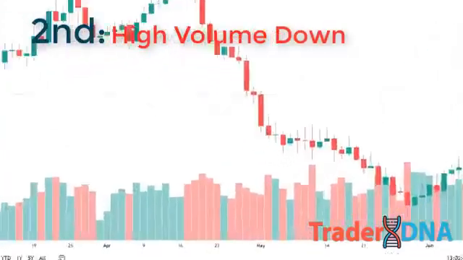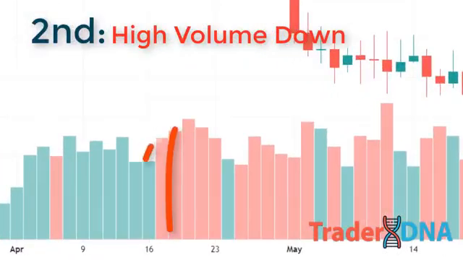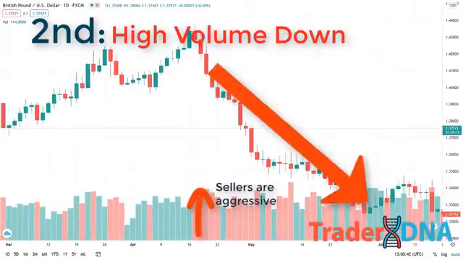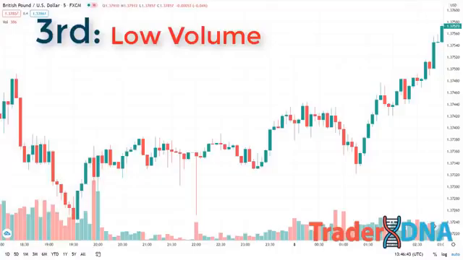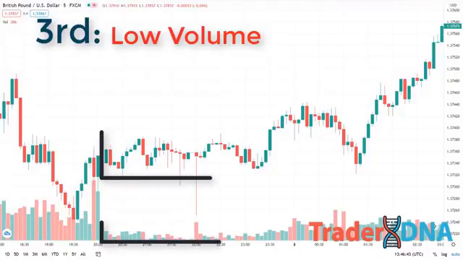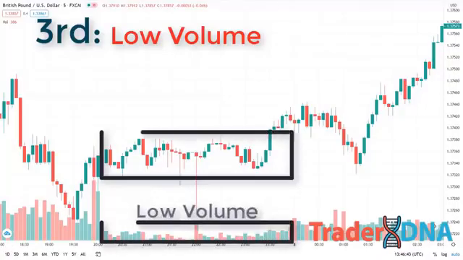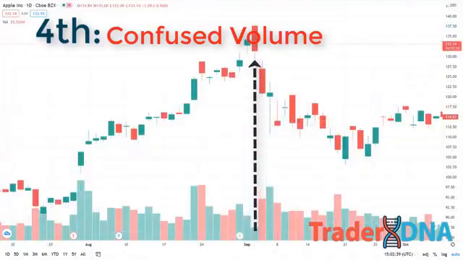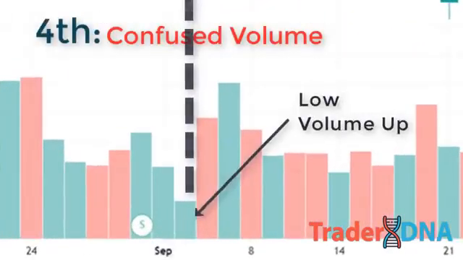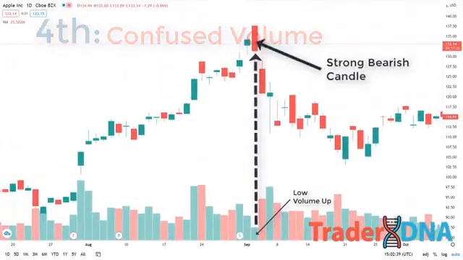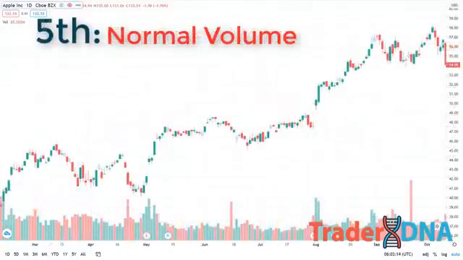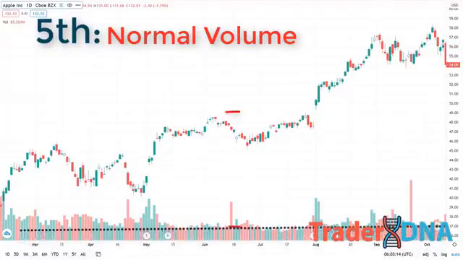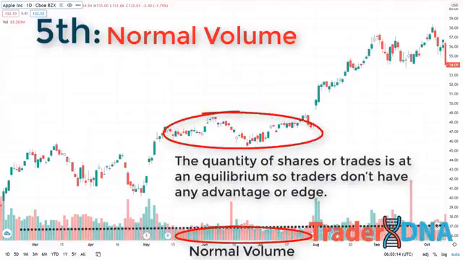Second, high volume down. This simply means that more trades are being made and sellers are aggressive. Third, low volume. It simply means that the quantity available is lower than the average daily quantity. Fourth, confused volume. In day trading, it refers to an algorithm which helps to identify places where ask, bid and downside are happening. Confused volume is an important indicator which helps to show changes occurring to trends. Fifth, normal volume. In this situation, the quantity of shares or trades is at an equilibrium, so traders don't have any advantage or edge.